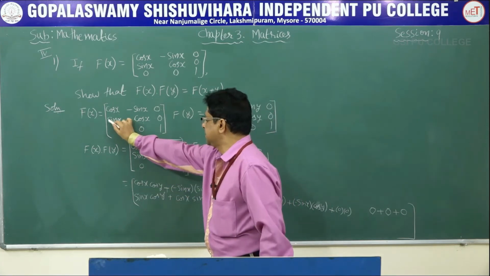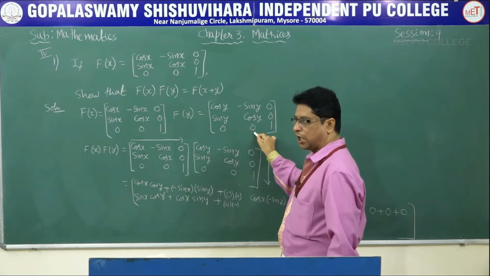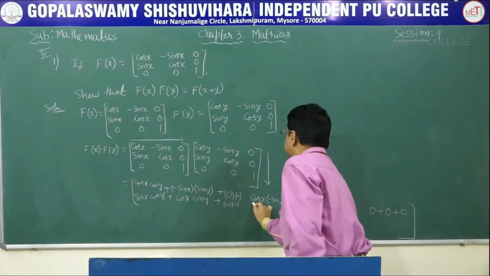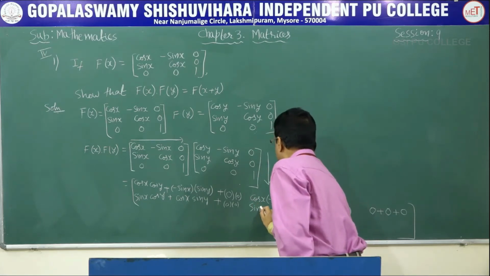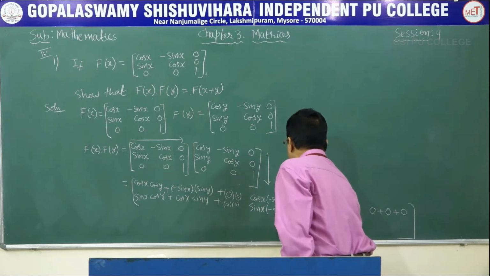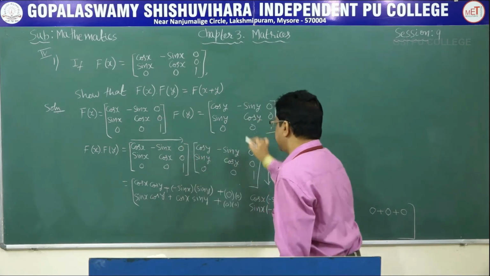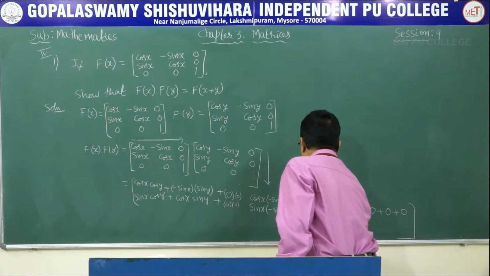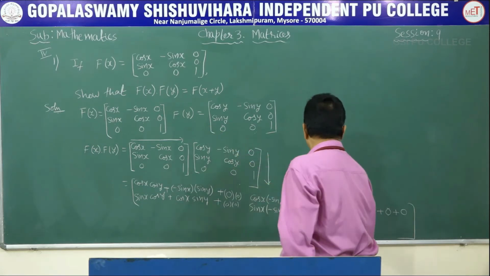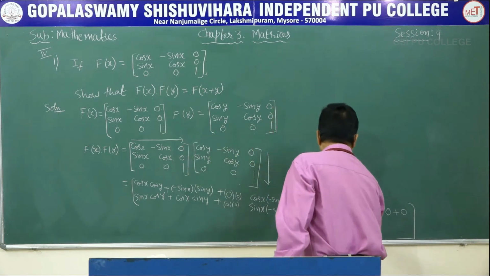Next element is second row, second column, that is sin x into minus sin y plus cos x into cos y plus 0 into 0.